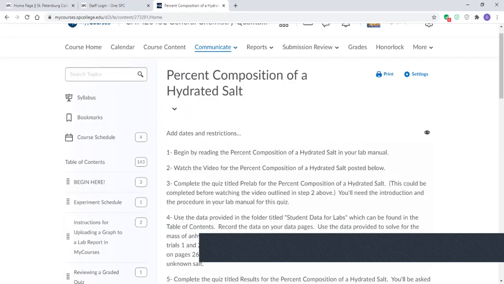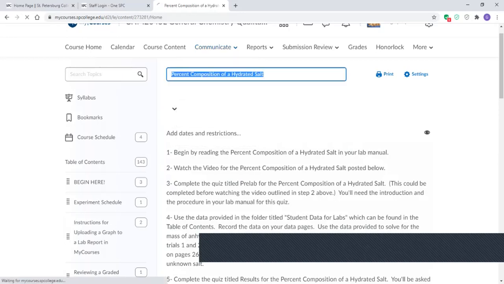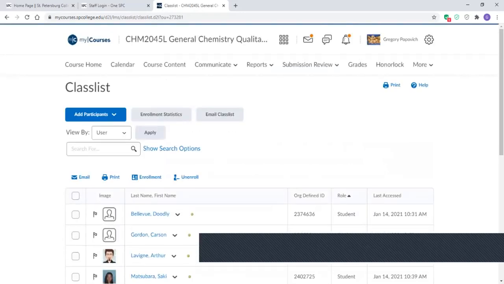Communication. If you need to talk to somebody, you can get in here, I believe, pull up the class list, and you can click on somebody and then hit email. You have access to them.